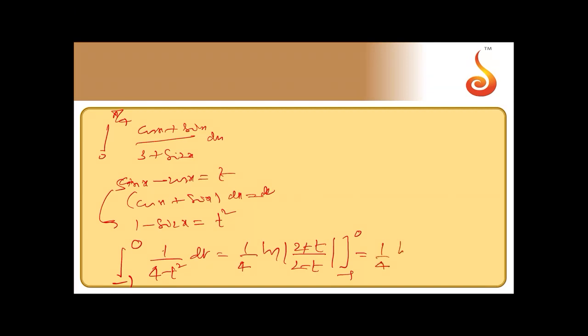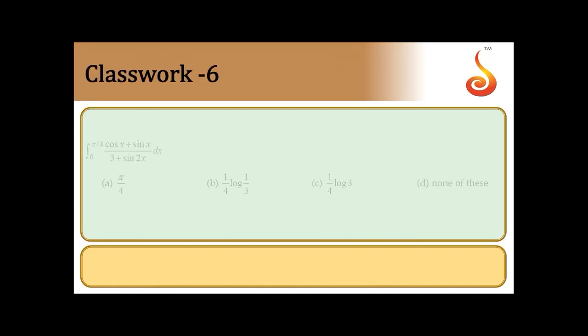So 1 by 4 times log mod, when you substitute 0, we get 0. Minus, 1 by 4 times the logarithm of, when you substitute minus 1, 1 by 3. So minus log 1 is 0, and log 1 by 3 gives minus log 3, so it is plus log 3. So 1 by 4 log 3 is the answer. The answer for this problem is equal to 1 by 4 log 3.